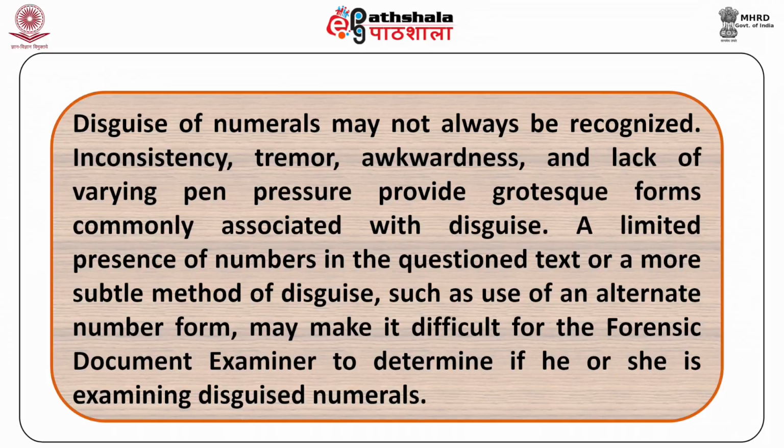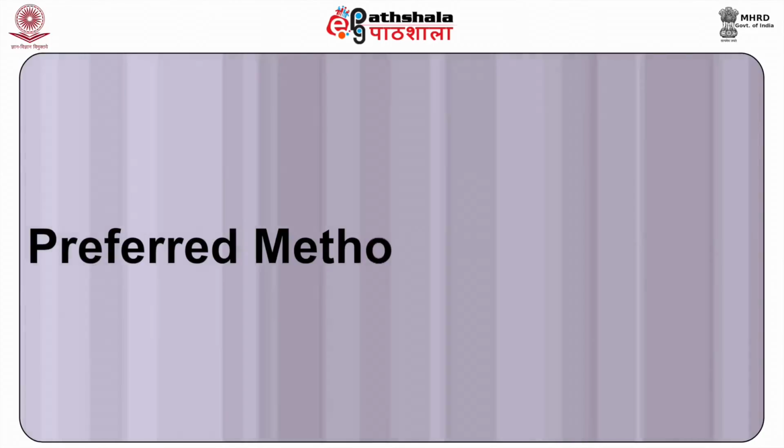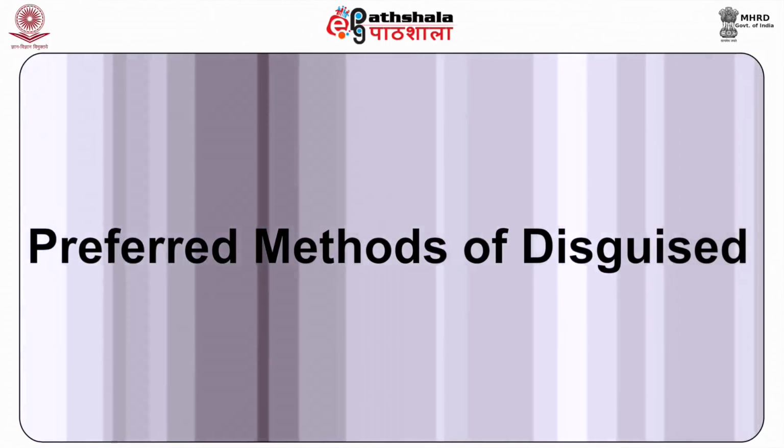A limited presence of numbers in the questioned text, or a more stable method of disguise such as use of an alternate number form, may make it difficult for the forensic document examiner to determine if he or she is examining disguised numerals. Next, we have the preferred method of disguise.